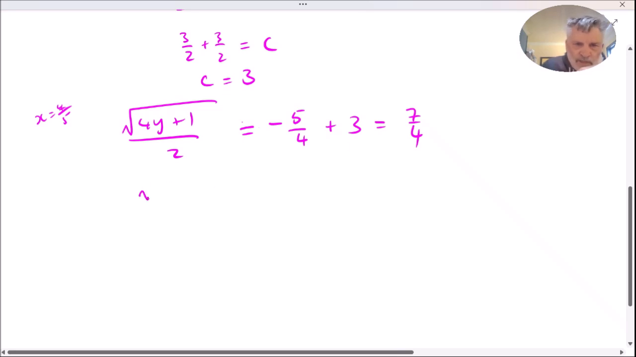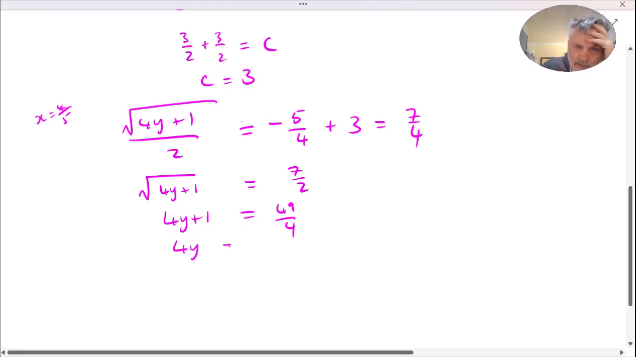Multiply by 2, so we get square root of 4y plus 1 equals 7 over 2. Square everything. 4y plus 1 is equal to 49 over 4. Subtract 1. 4y is equal to 45 over 4. And divide by 4. Y is equal to 45 over 16. You can write that as a decimal if you want, but I'm going to stop there. I was trained to leave things as fractions in their simplest form.